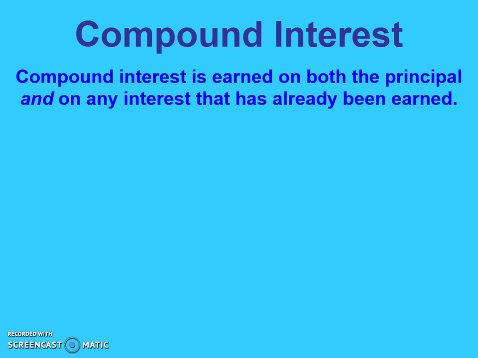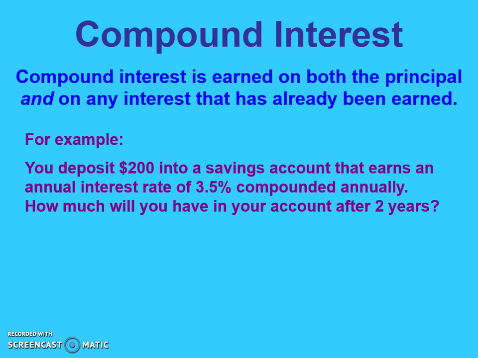So what that means is that if I was going to, for example, deposit $200 into a savings account that earns an annual interest rate of 3.5%, and it gets compounded annually, that means at the end of that first year, I get to calculate 3.5% interest and add it into the account. So then my account is no longer just holding $200, it's holding $200 plus a little bit of interest.